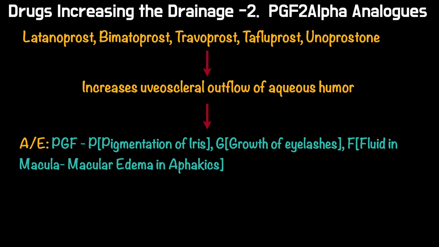The other one is G, that is growth of eyelashes. This side effect can be used in a disease called hypotrichosis. So you can use PGF2 alpha analogs as a drug for hypotrichosis also, right? And then F is fluid in macula, that is macular edema in aphakics, right? And DOC for POAG, I have already talked about it. It is the drug of choice for primary open angle glaucoma.